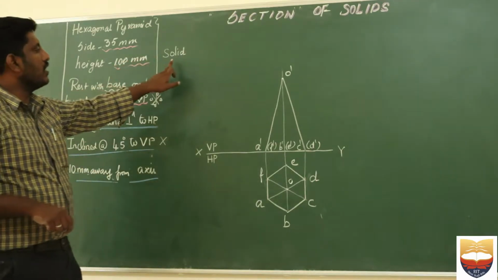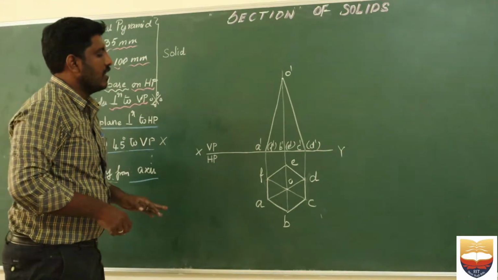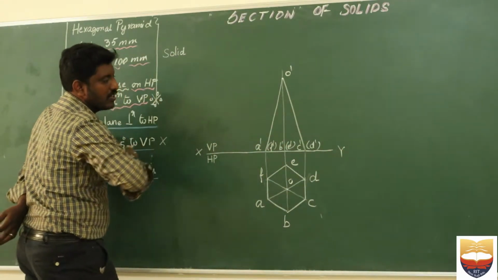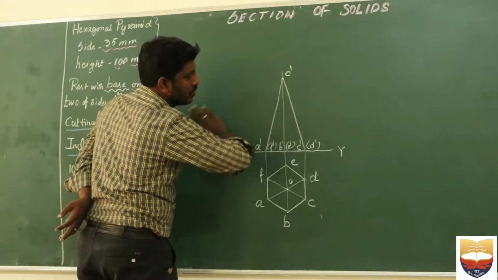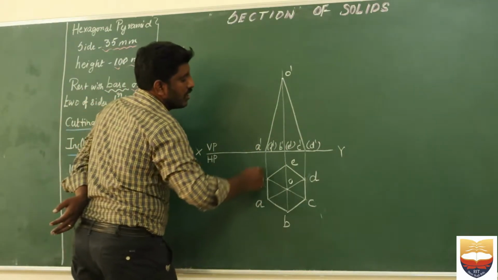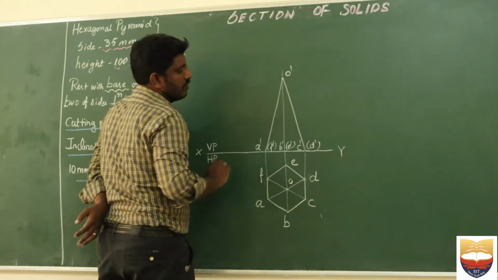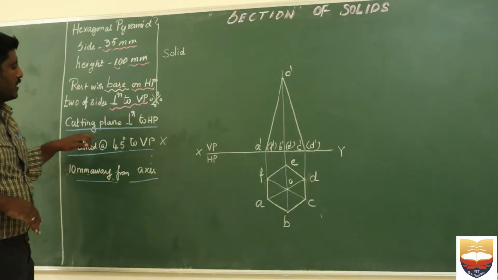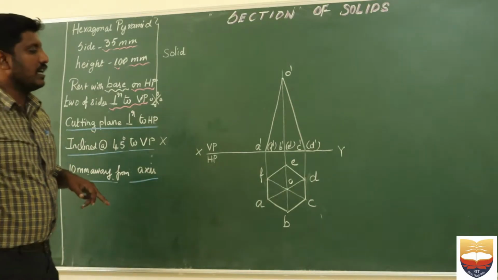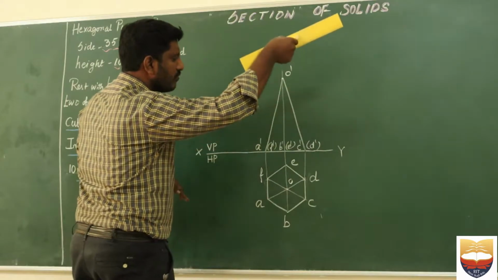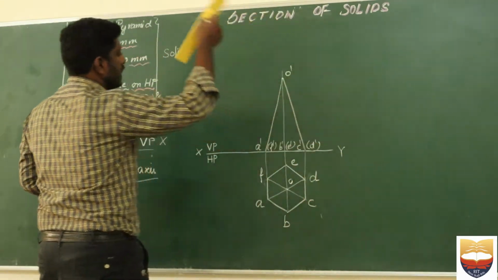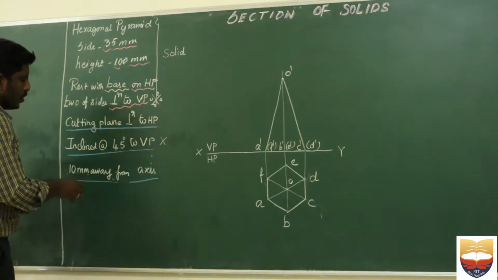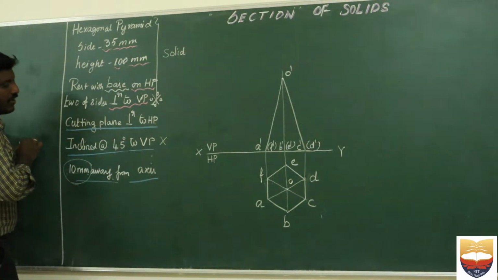According to the question, I have drawn the simple solid here. See, my sides AF and CD are perpendicular to my reference line, whereas they are perpendicular to my vertical plane. So I have projected all my points and completed the simple view of the hexagonal pyramid. Now let us come to our cutting plane. The cutting plane is clearly given as perpendicular to the horizontal plane and inclined at 45 degrees to my vertical plane. Here it is given as 10 mm away from the axis.